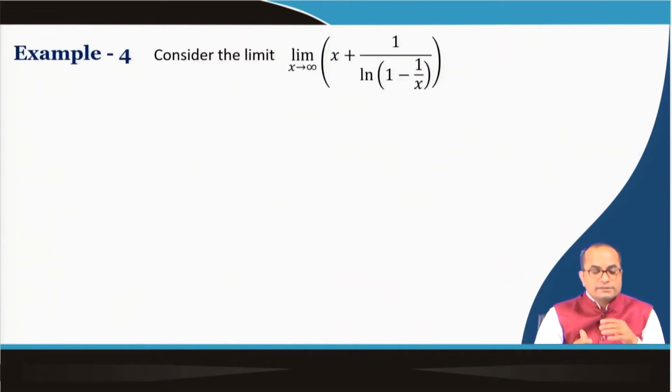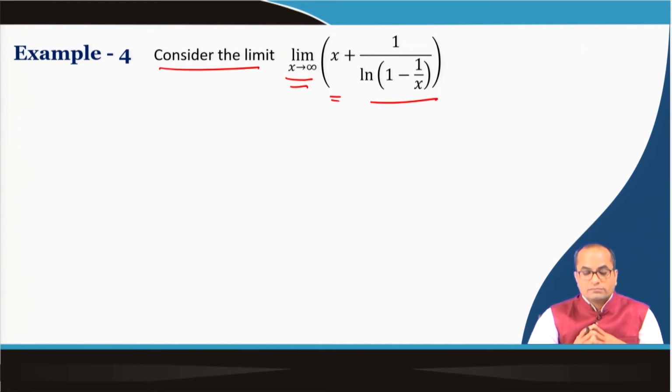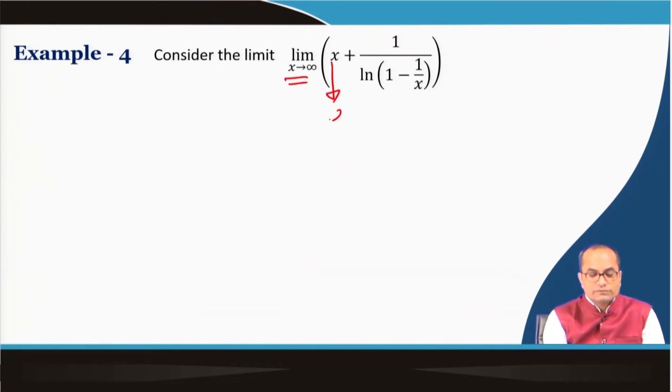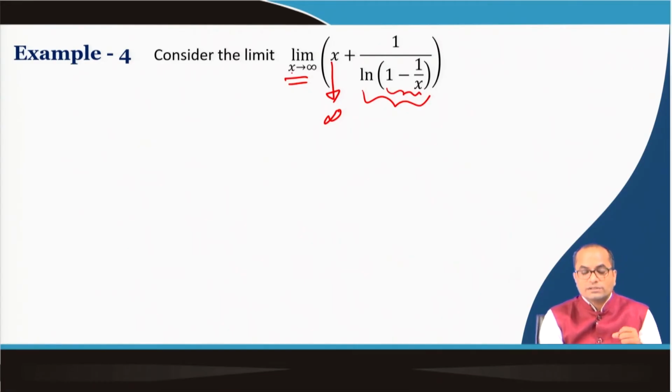Another example we have here for this limit, x goes to infinity, and we have x plus 1 over ln 1 minus 1 over x. So in this case we observe that when x goes to infinity, this is going to infinity, fine, and here 1 over ln 1 minus 1 over x. So this 1 minus 1 over x for x large is less than 1, so this ln will take negative values, and when x goes to infinity, that means this is going to 0, so ln 1 will become 0, but it is coming from the negative side to 0.